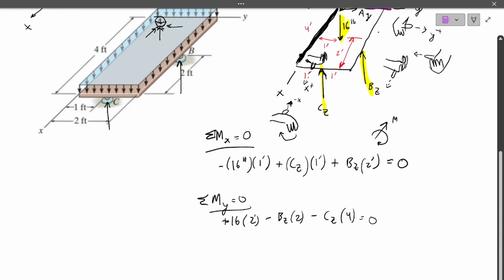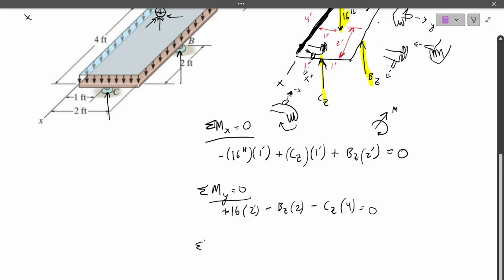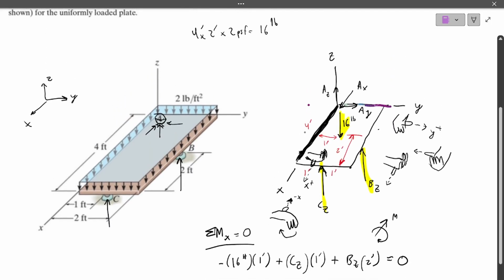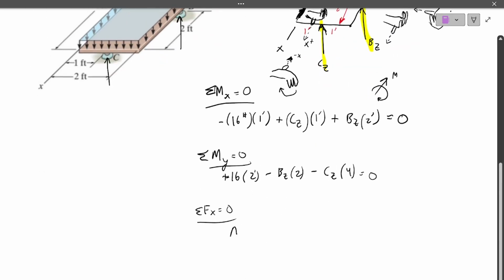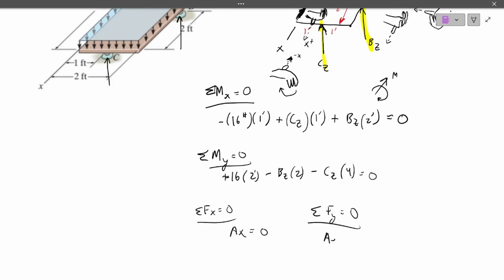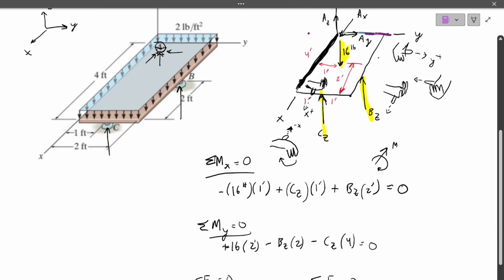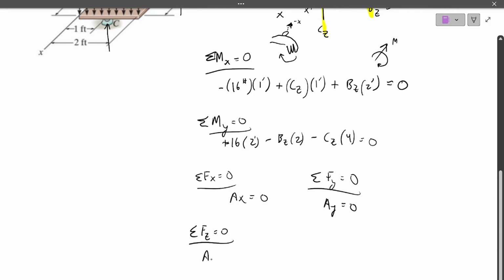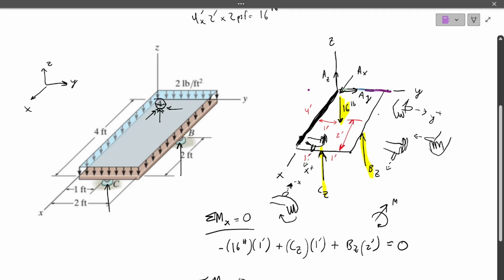Now we'll do the other equations. Sum of forces in the x direction equals 0. In the x direction, we only have AX. These other forces are not in the x direction. So AX equals 0. Sum of forces in the y direction shows that AY equals 0. That's the only force in the y direction. And then AZ is in the z direction. So we have sum of forces in the z. That will be AZ plus BZ plus CZ minus 16 equals 0. So CZ, BZ, and AZ point up, and then 16 points down.